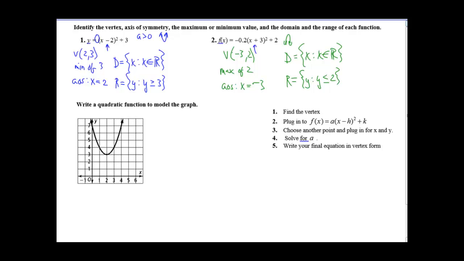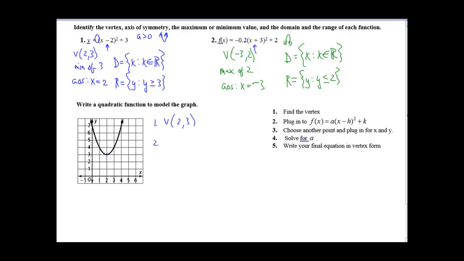Alright, for the last question. Now we need to write a quadratic function to model the graph. So we're given the parabola. We need to model it or write it. So the first thing, if you notice the little checklist, the order in which we need to do it, we need to go vertex. So the vertex is over 2 up 3. So we know it's 2, 3.